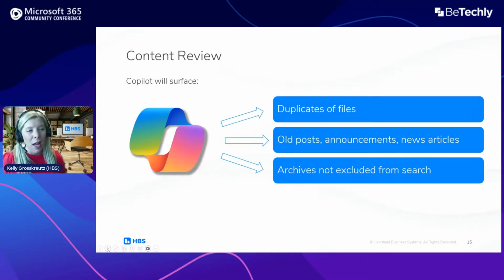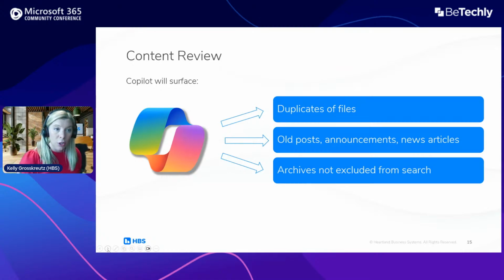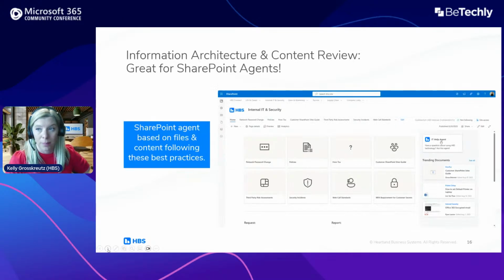So again, a simple content review is going to be super helpful because Copilot will surface duplicate files, old posts, announcements, and news articles. If you have a very healthy SharePoint intranet that's got a lot of legacy news articles as an example, that's great, but we may not want Copilot to find it. That's where establishing archives that we exclude from search can be really helpful to establishing a healthy Copilot experience right out of the gate.